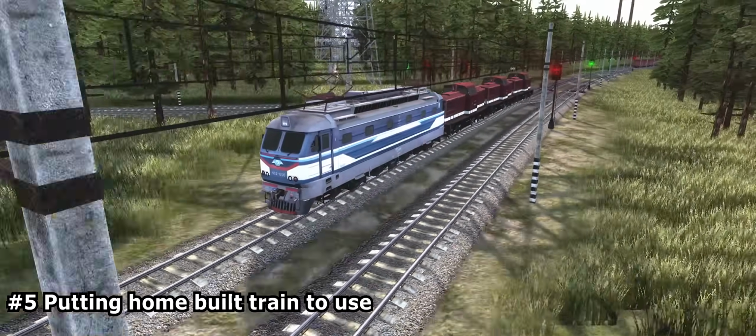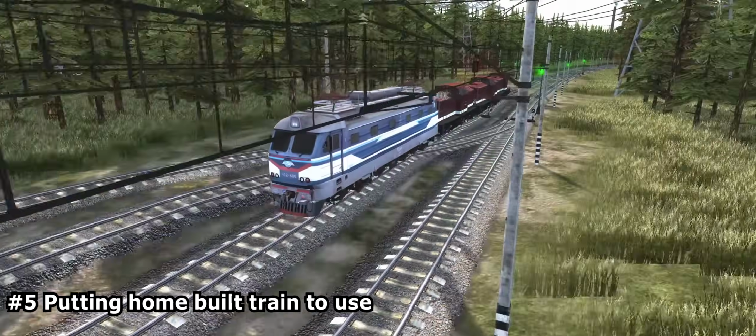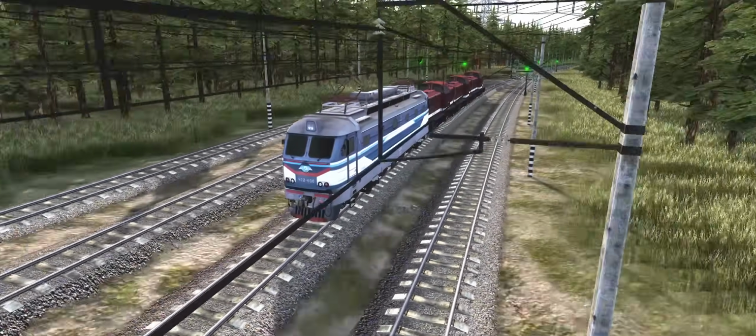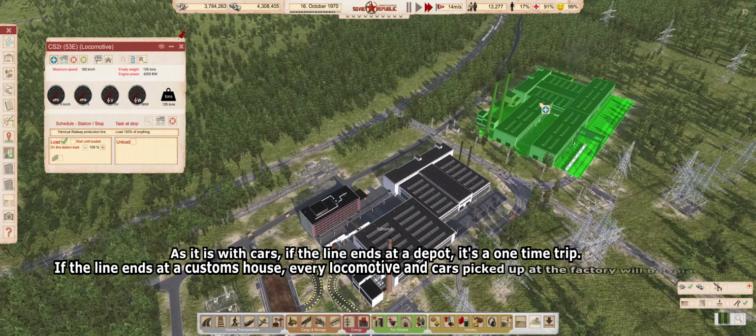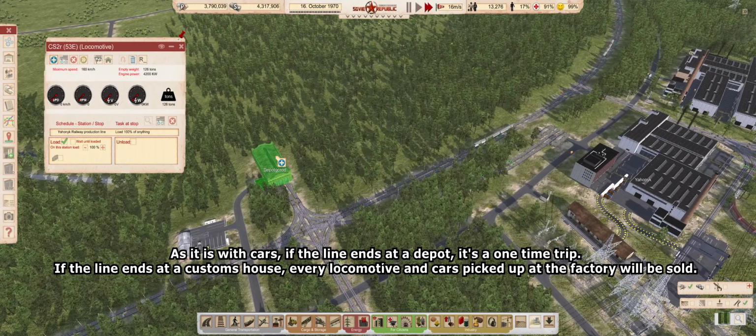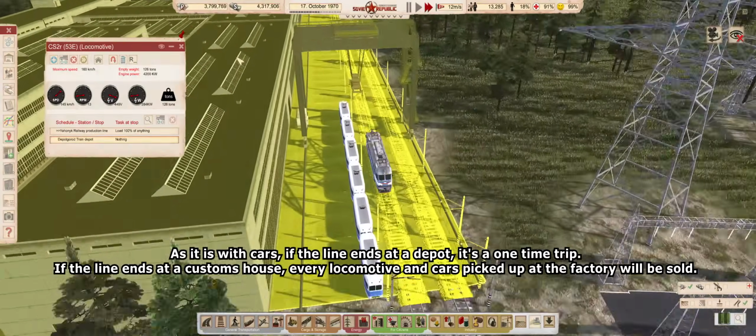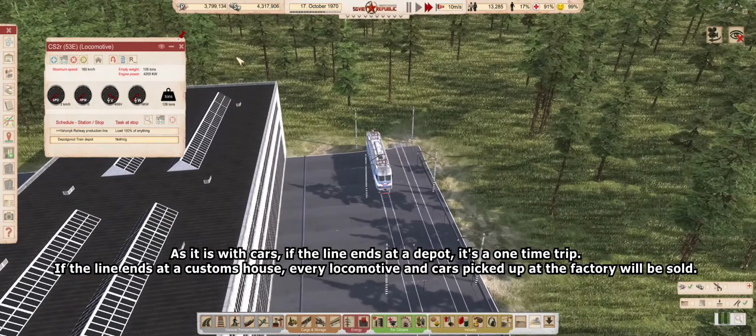Number 5. Putting home-built trains to use. It is almost the same as it is with road vehicles. If you tell a locomotive to go to a train factory for pickup, it will attach all the trains and cars waiting in the yard to its back and deliver them wherever you tell it to.